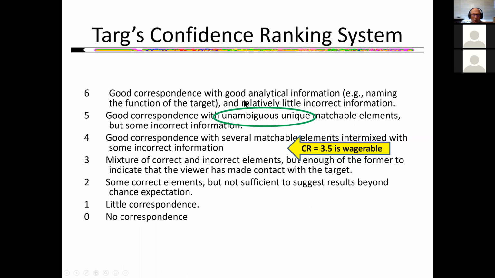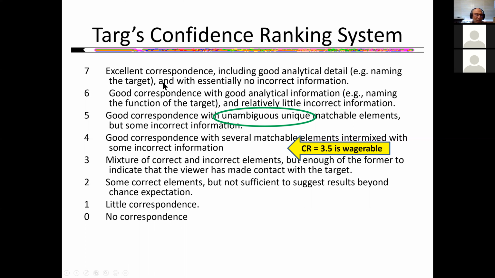So here, when Russ talks about you also getting good analytical information, like you might name the target or name the function of the target. You get a 7 if you can name the target with no incorrect information. Here you got relatively little incorrect information, but you had some stuff which you marked as AOLs. You got red, you got round, and you said basketball. There are a lot of red and round things. The fact that you jumped to basketball is your analytical mind. Okay, so this is the TARG. This is the TARG system.